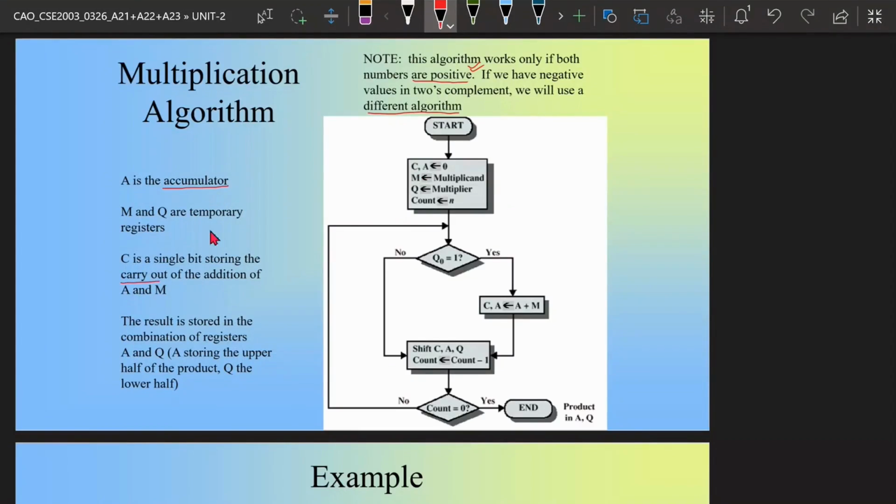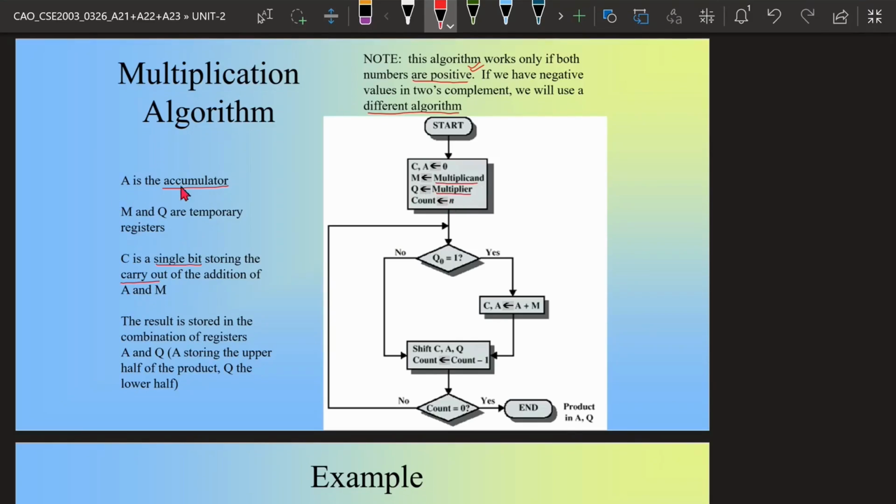It is of 1 bit. C is of a single bit. Okay, and A is an accumulator. The accumulator length, or the register, whatever bits will be there, will be decided by the n value. So this n is like, if a multiplier is there, M is the multiplicand and Q is the multiplier.